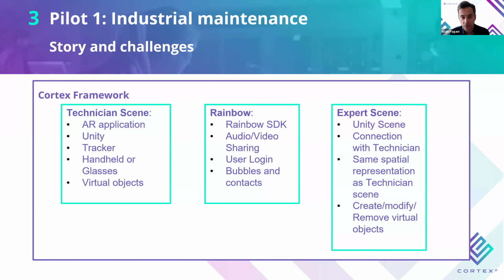And in the middle, we have Rainbow, which is the channel. So we need to transmit not only video and audio, but also all these elements and the updates of these elements. So for that, we use a data channel that is provided by Rainbow.